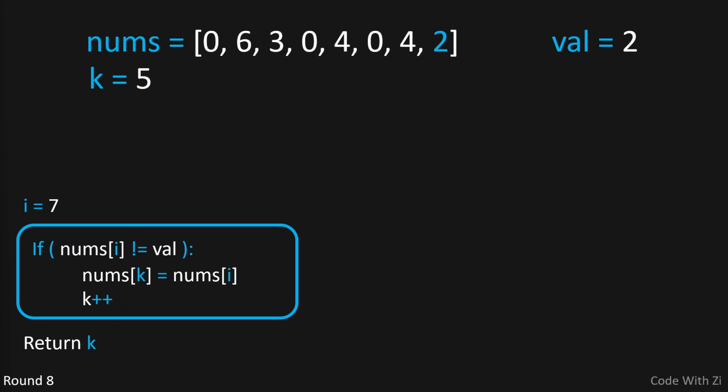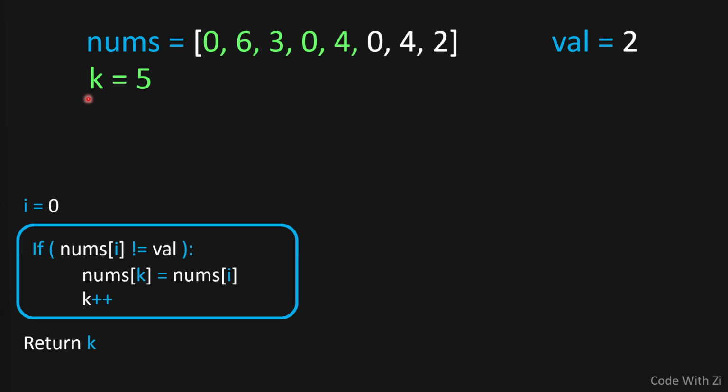Then we're going to move on to the 8th round, and in this round, our I is going to be equal to 7, so it's going to be pointing to this number here. We're going to check if numbers of I is not equal to value. Well, would you look at that? 2 is equal to 2. So this statement is going to be false, and we're not going to enter our if statement, and because this was the last number, we're going to exit our loop, and then we're going to return k, like so.